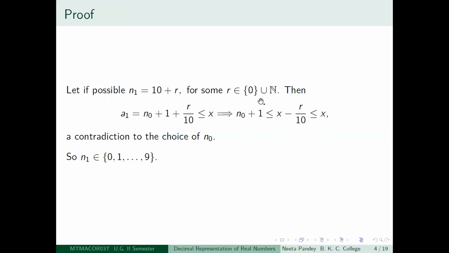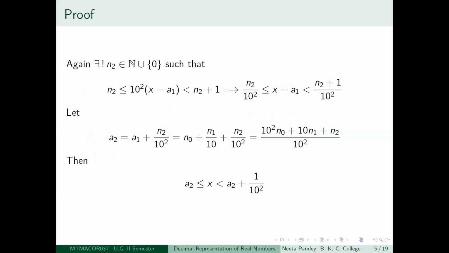So since we arrive at this contradiction, that n0 plus 1 becomes less than or equal to x, if we assume that n1 is an integer greater than 9, we can conclude that n1 cannot be greater than 9. So n1 is an integer between 0 and 9. Okay, so this was our first step. Now suppose we have got n0 and n1 in hand. Let us see how to construct n2.